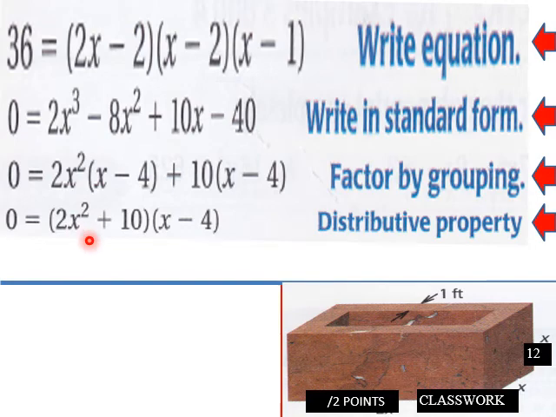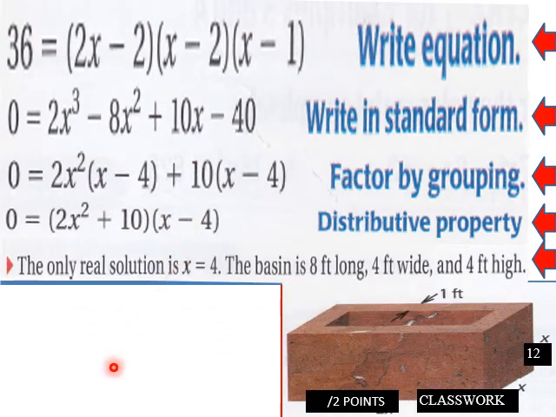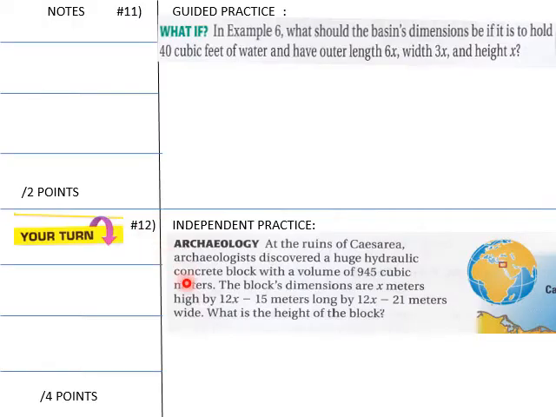And then we have a distributive property here, 2x squared plus 10. We group these together here, and then x minus 4. So the only real solution in this situation would be 4. The basin, therefore, you plug that back into the original, and you'll get the basin is 8 feet long, 4 feet wide, and 4 feet high. That would be the way that you would solve it for 0.